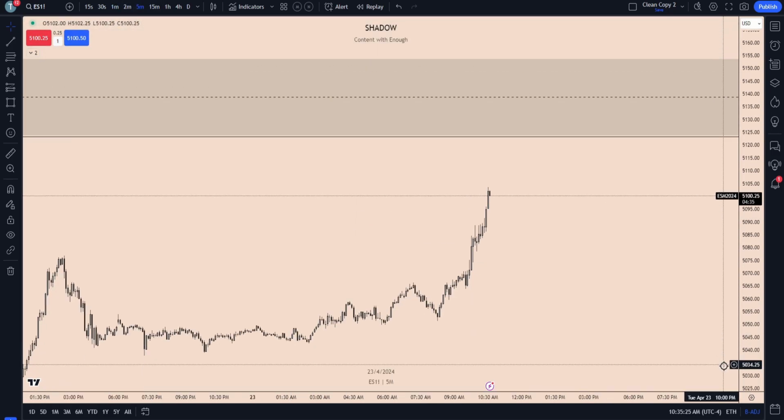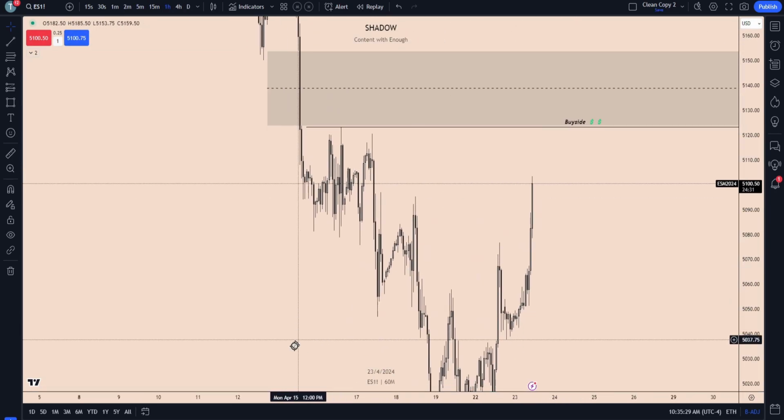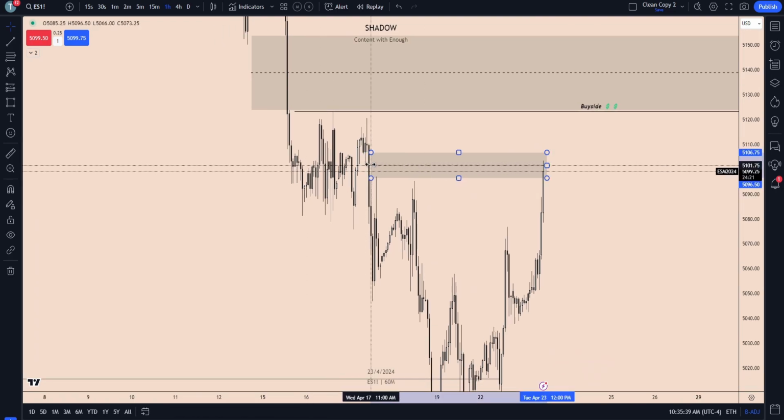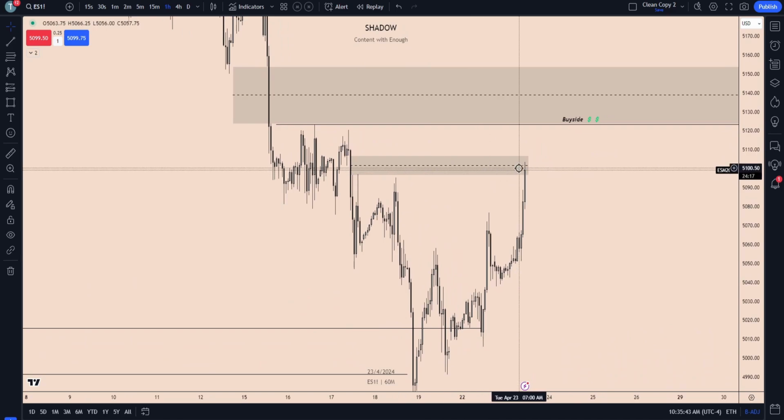Oh, I took down all the drawings. Dang. I'll bring this one back up. This is really the most important. This 1 hour inefficiency is the most important at the moment. Right there. Yeah, okay.